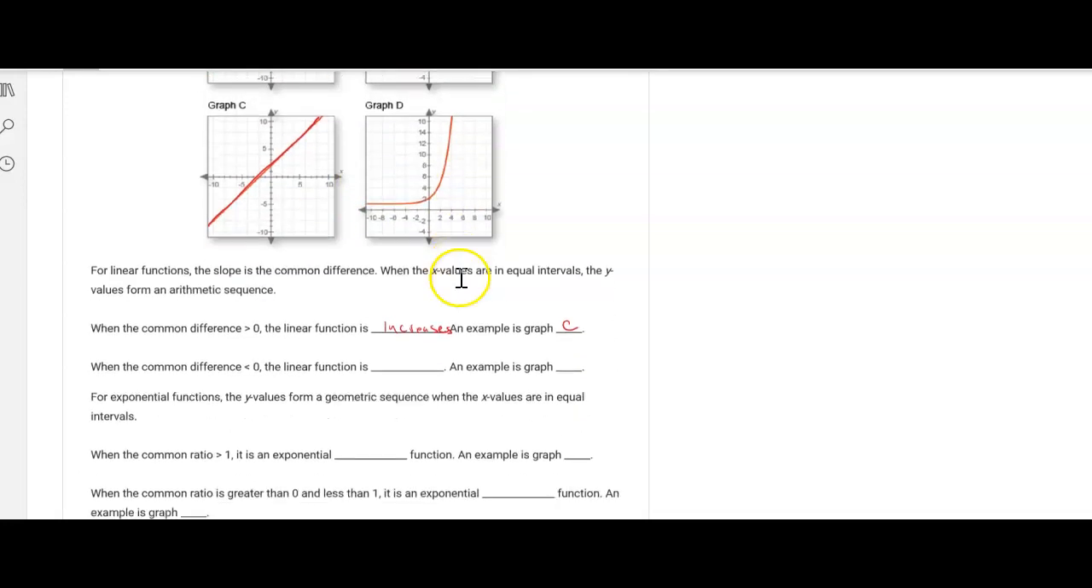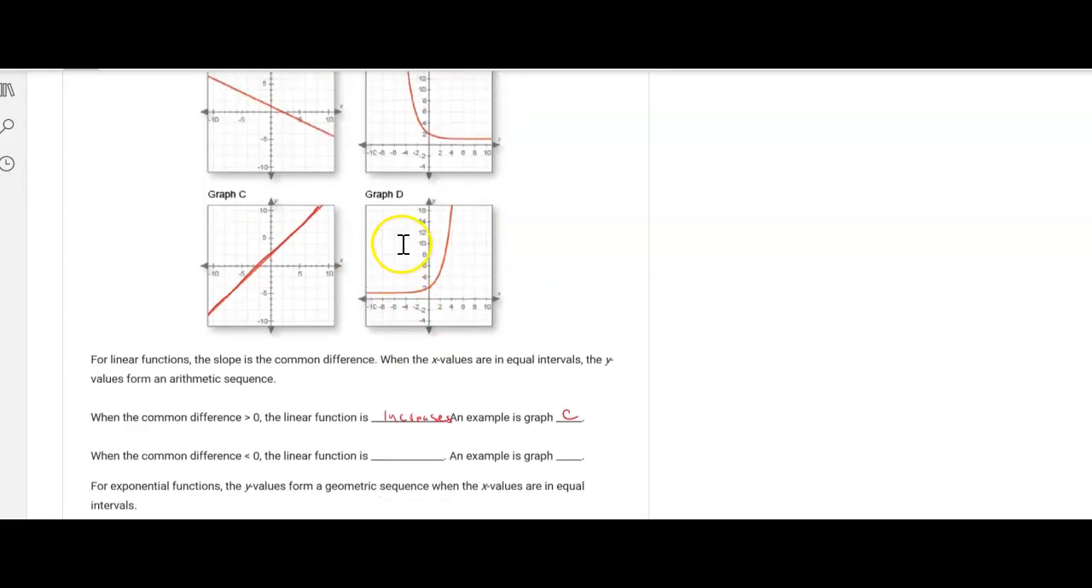So if I look at C, my common difference is greater than 0, you know it's going to increase from left to right. When the common difference is less than 0, the linear function is decreasing, as in example graph A. If I look, I'm going down each time here.